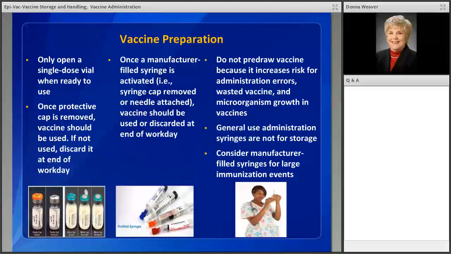And when preparing vaccines, do not draw vaccines into a syringe until ready to use it. Pre-drawing increases the risk for administration errors, wasting vaccine, and possible growth of microorganisms in the vaccine. General use syringes are not designed for storage. Consider using manufacturer-filled syringes for large immunization events because they are designed for both storage and administration. And again, more detail is available in the Storage and Handling Toolkit.